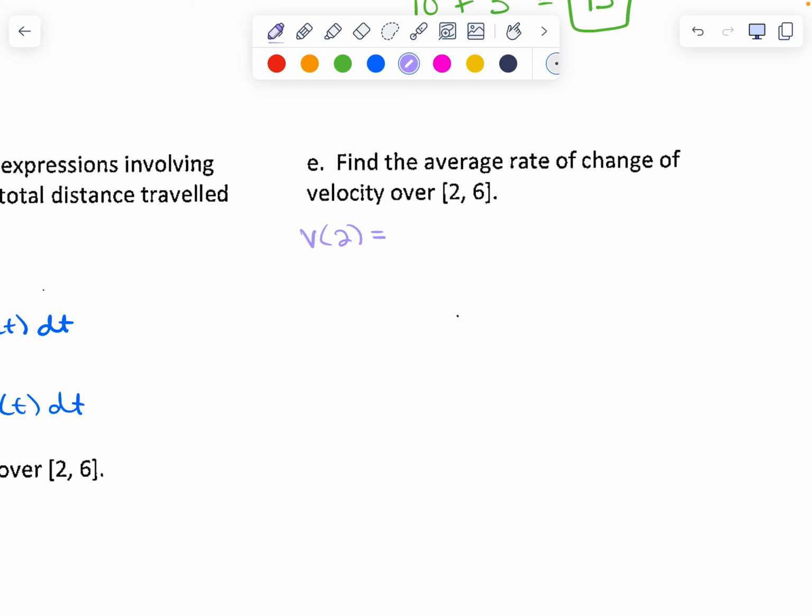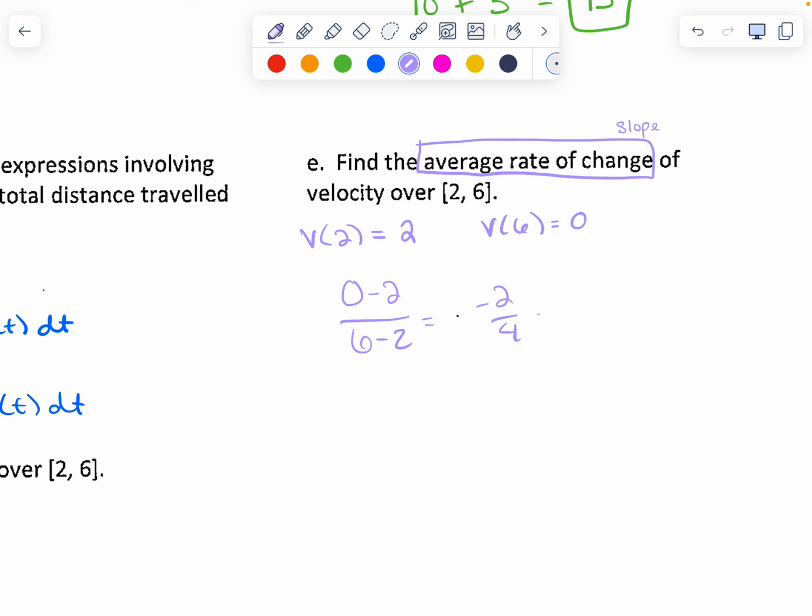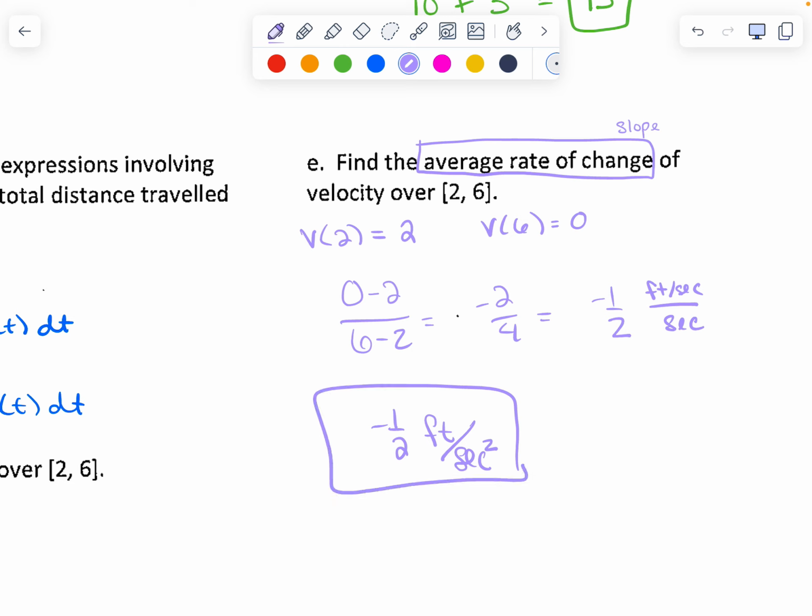V of 2 equals 2. V of 6 equals 0. Average rate of change is slope. So 0 minus 2 over 6 minus 2 is negative 2/4 or negative 1/2. Now let's put our units in. It was y over x. My y values were feet per second. My x values were seconds. So I have negative 1/2 feet per second squared. You could also leave feet per second. It's correct. They won't mark you wrong.